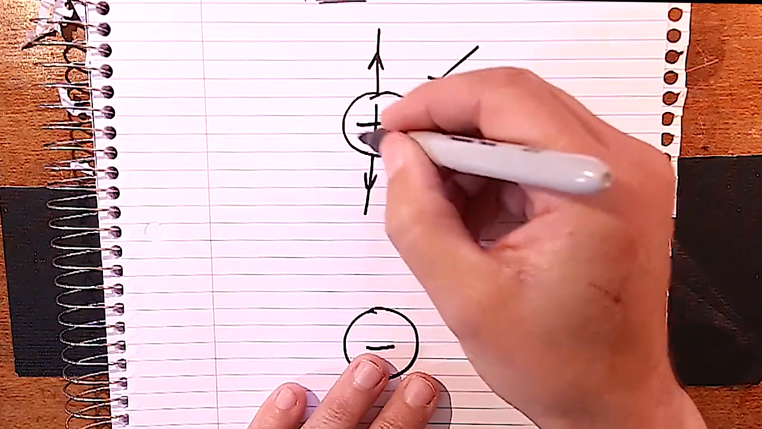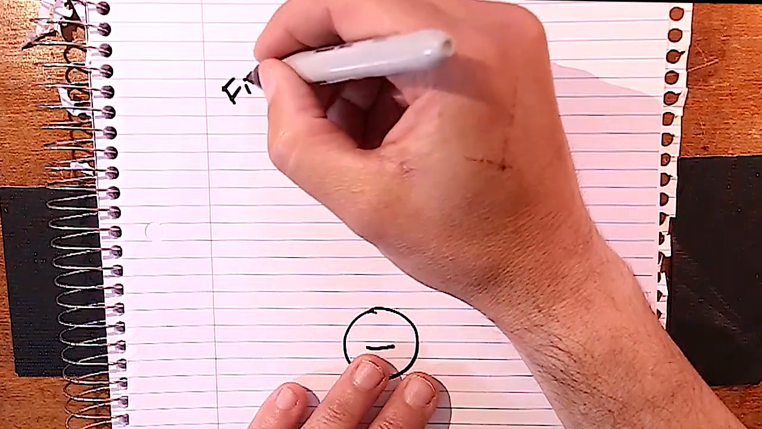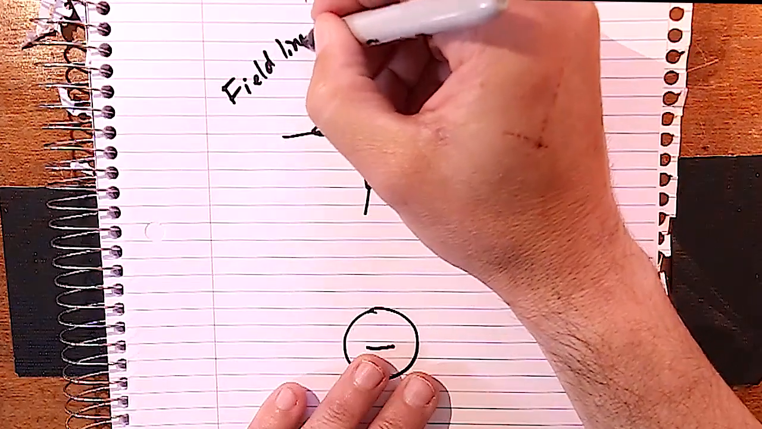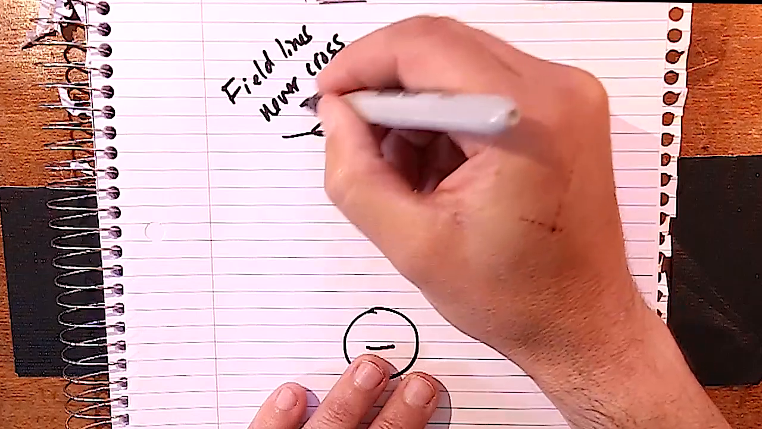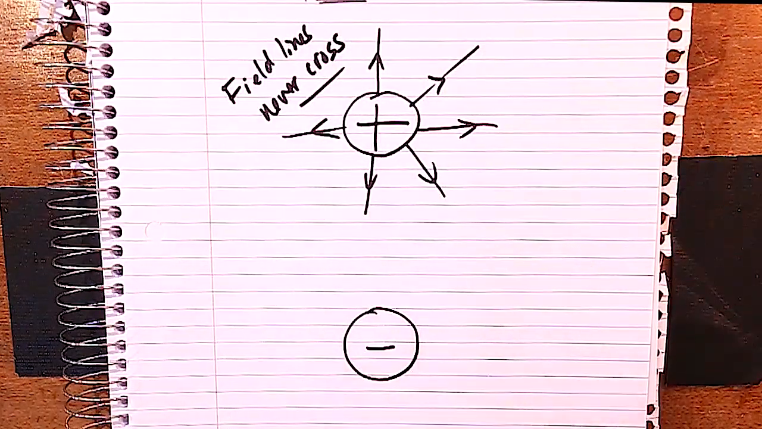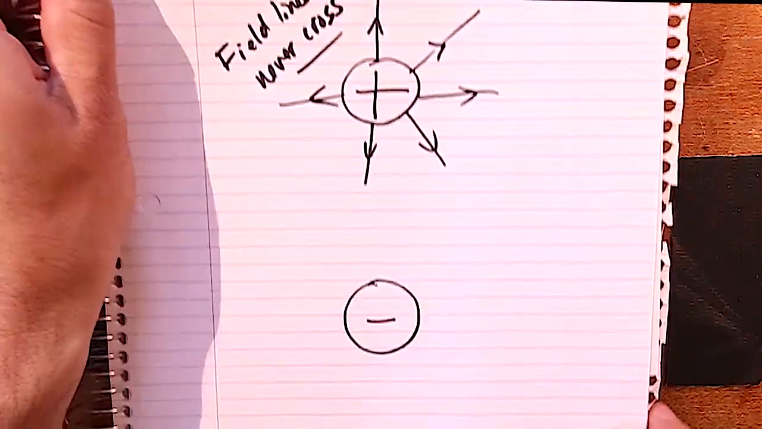Now, there's another important part about electric fields, which is that field lines never cross. They never cross each other. They can become asymptotically closer to each other, but they never cross.